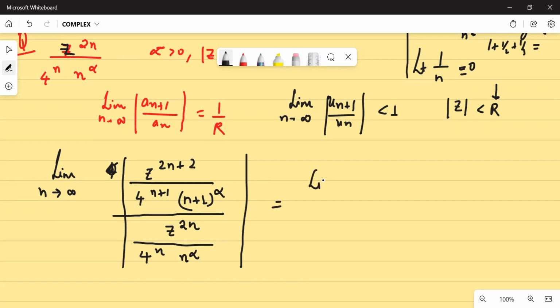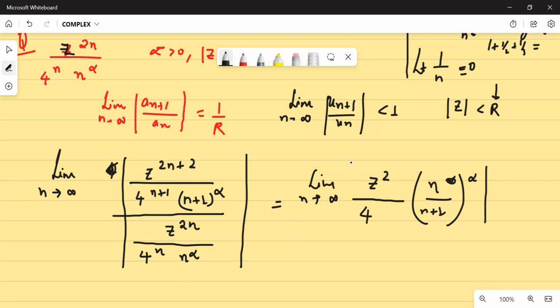So you are left with limit n tends to infinity, z square. So 4 raised to power n will go up. So it will leave you 4 here. And इसके अलावा क्या रह जाएगा, n raised to power alpha upon n plus 1. ऐसा कर दो इसको. A mod should be less than 1. Should be less than 1.